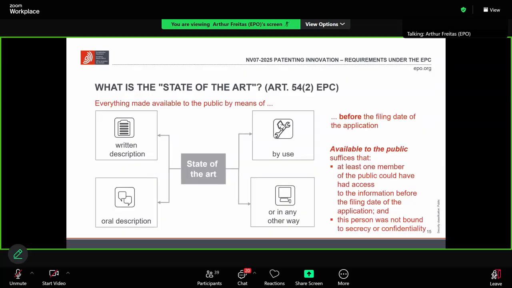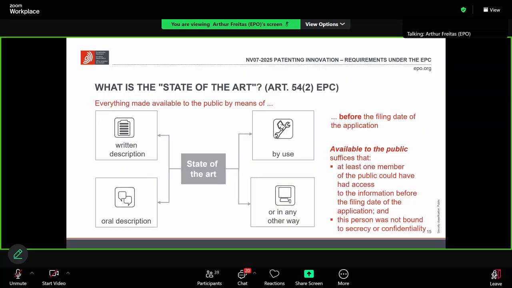All right, so what's the state of the art? That's Article 54.2. It's essentially everything that's made available to the public before the date of filing of the application. Remember, we're drawing a line in the sand. Everything that's filed before that can be used to attack your patent application, right?